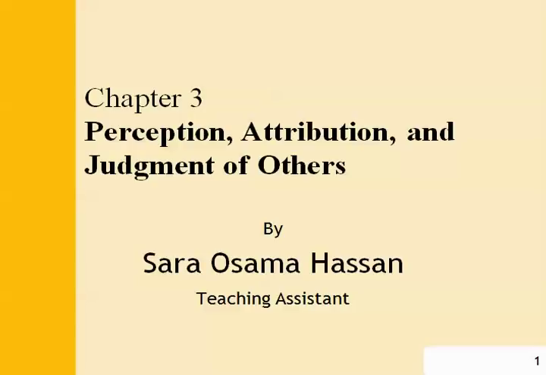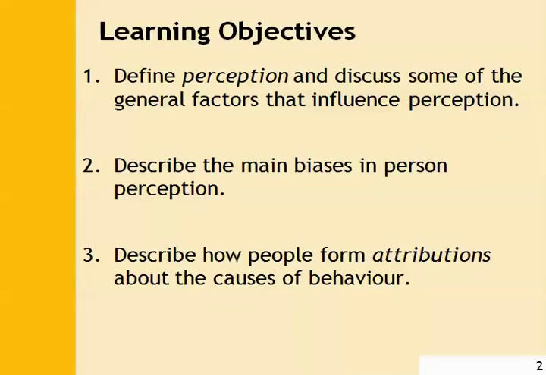So let's start with the learning objectives of this chapter. By the end of this chapter, you will be able to define perception and discuss some of the general factors that influence perception. Number 2, you will be able to describe the main biases in person perception. And finally, you will be able to describe how people form attributions about the causes of behavior.